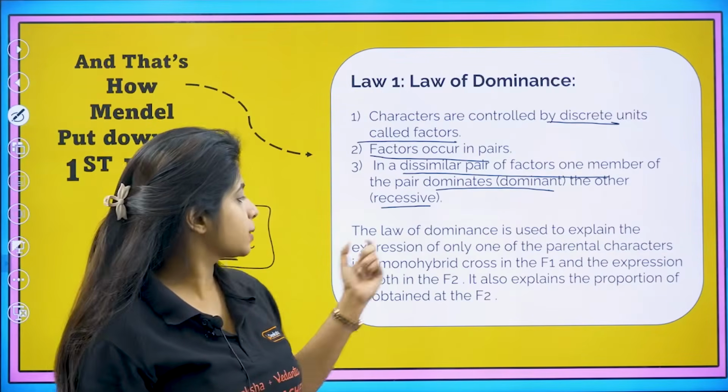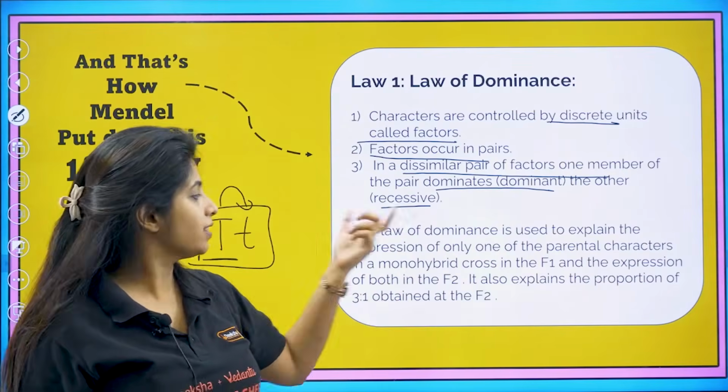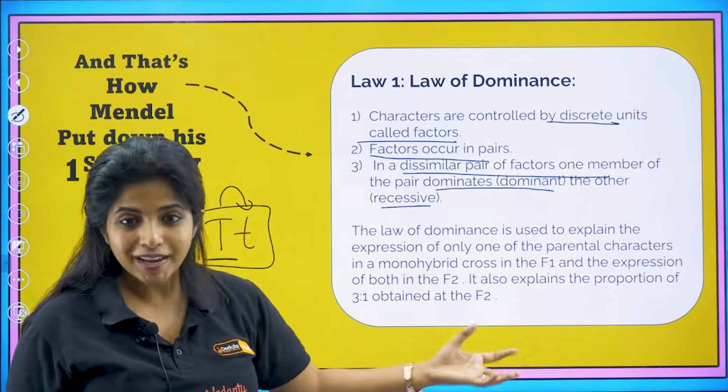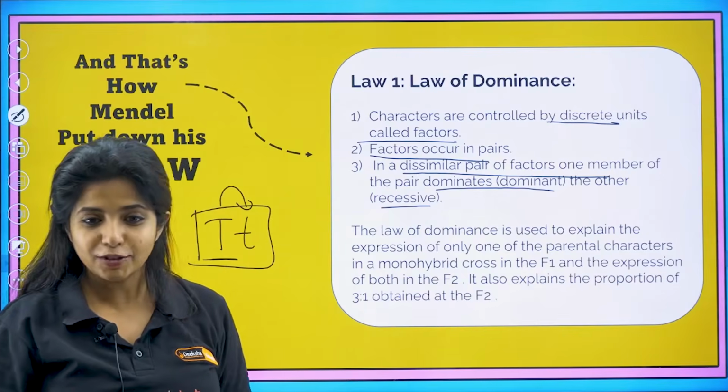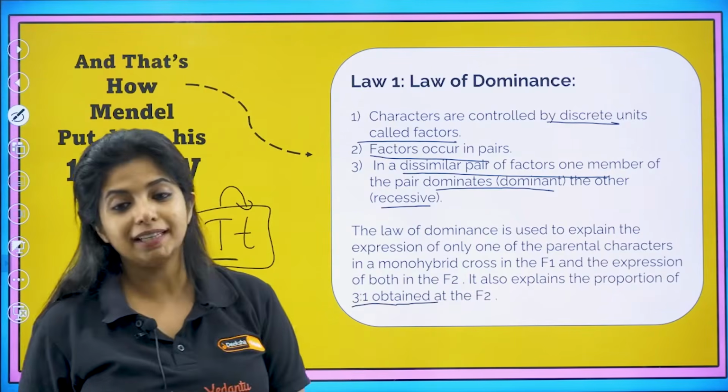The law of dominance is used to explain the expression of only one of the parental characters in a monohybrid cross in F1 and the expression of both of them in F2. Now, in F2, both of them are getting expressed, my dear children, because of the same reason. It also explains the 3:1 proportion obtained in the F2 generation.